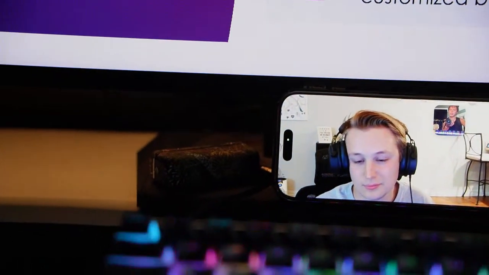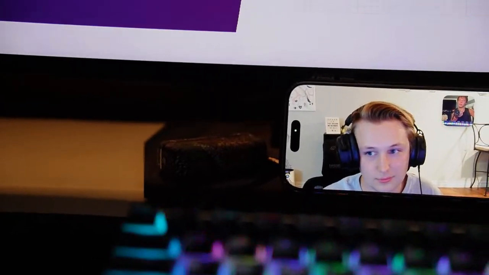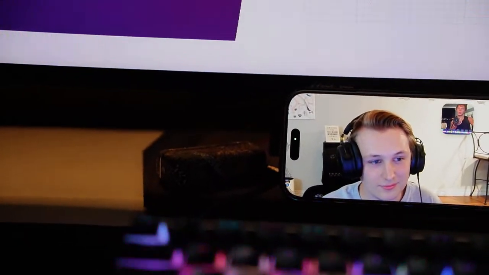Why won't it go? I don't know why it's loading. Oh my gosh. Come on. Hopefully this doesn't happen on the school computer.